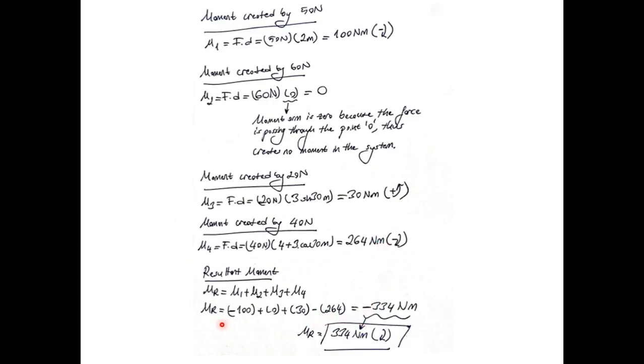What we find when we sum those up, we find negative 334 Newton meters, which means the moment has a magnitude of 334. And since it is negative, it is acting in the clockwise direction, as I'm showing here with the arrow. It is acting in the clockwise direction, which implies the negative sign at the front of this number.